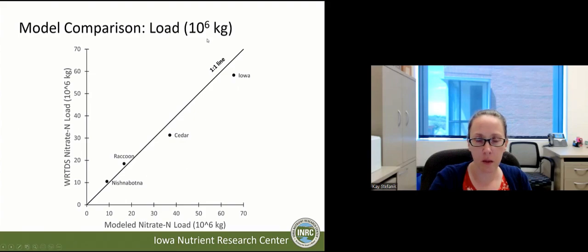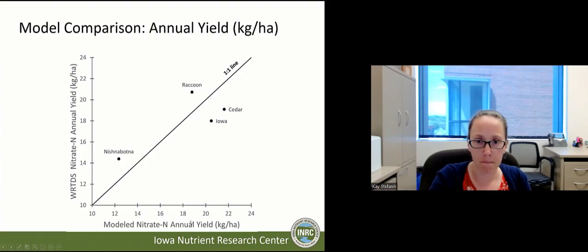For our load comparison, you can see we're pretty close to that one-to-one line for Nishnabotna and Raccoon, so it's pretty decent. And then for the Iowa and Cedar River watersheds, we had a little bit of overestimation with the modified end load model. And then once again, similar with our annual nitrate yield. Cedar and Iowa rivers were estimated a little higher with the modified end load model, and then lower for Raccoon and Nishnabotna.